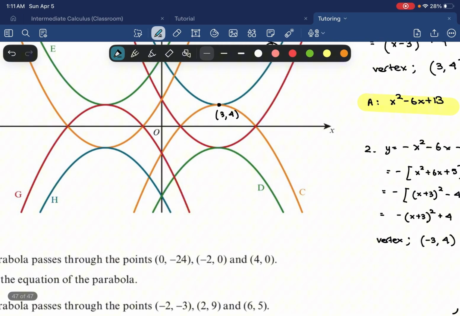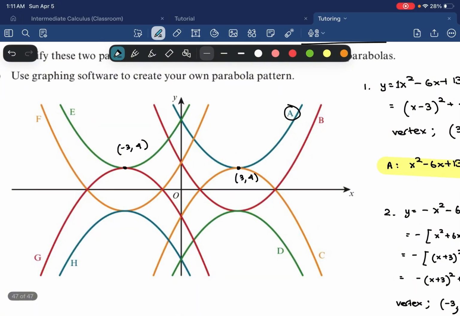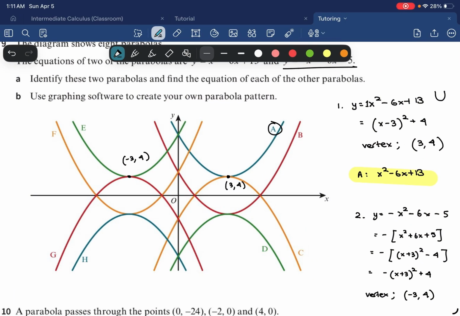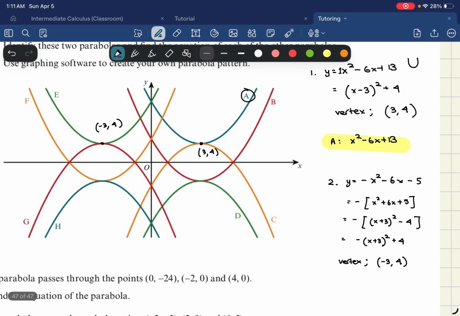So if I go to negative 3, comma 4, which is, I believe, this point, then I have two graphs, right? One is concave up, one is concave down. E is concave up, G is concave down. All right.